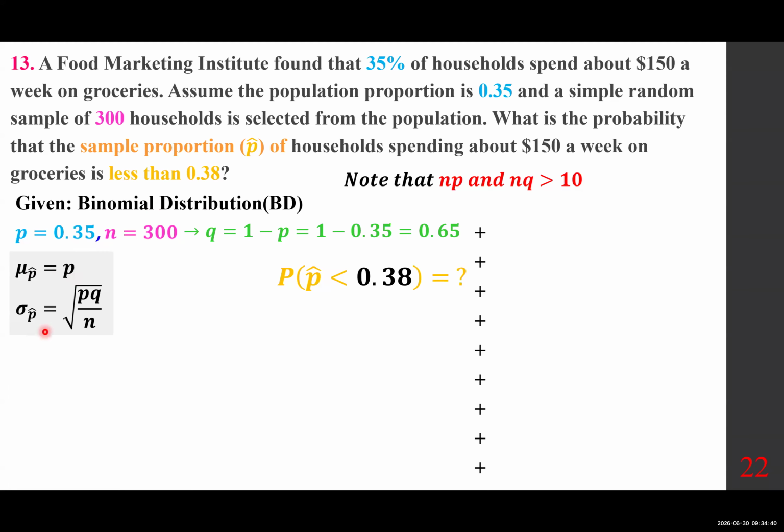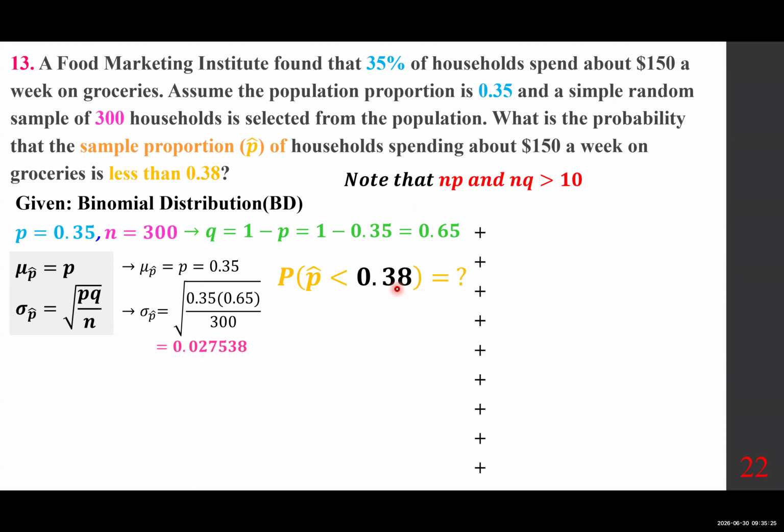So what are the formulas? Mu of P hat is P, sigma of P hat is square root of PQ over N. Again, you can find the formulas, the formulation. So mu of P hat is P or 0.35. Sigma of P hat is PQ, 0.35 times 0.65, divided by N, 300, and take a root. That's what the two formulas tell us. This one is given, this one using a calculator, or without that, you can evaluate that. So probability of P hat less than 0.38 is of interest to us.